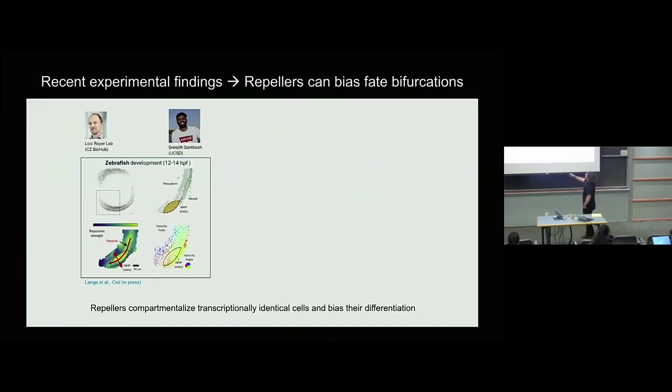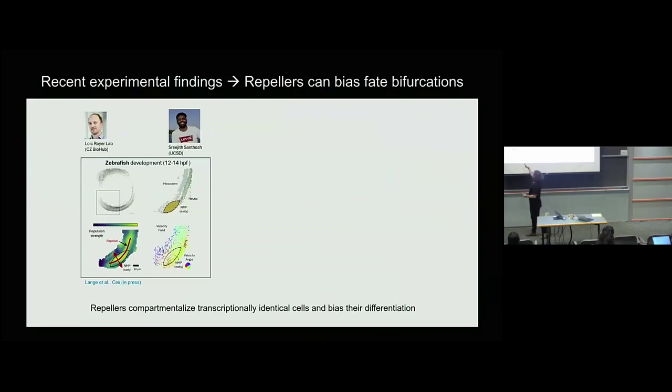Okay, so there is basically one recent observation with the Loic Royer group at the BioHub. We found an interesting correlation with what I just showed. We found that a blob of cells that are transcriptionally identical, so they have the same cell type, will acquire different fates after a repeller forms in between them. This is just a correlation, but it's interesting how it goes in the direction of what we just saw.